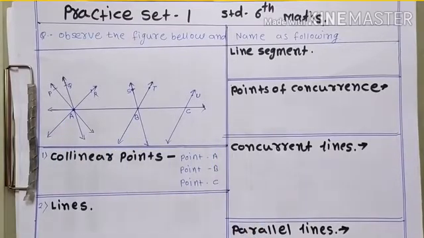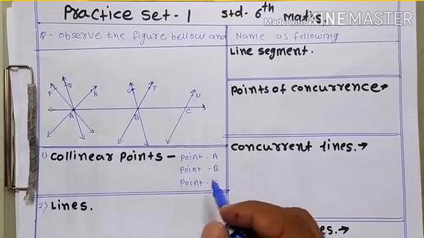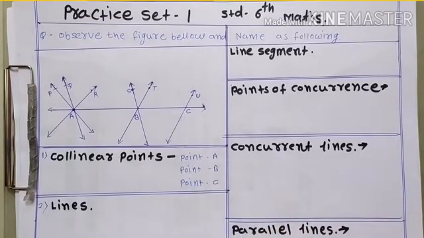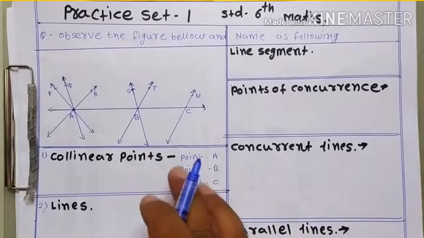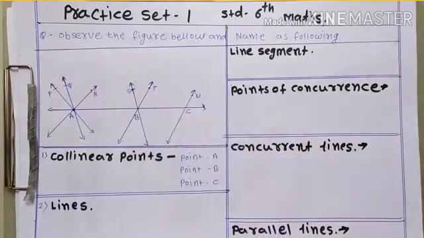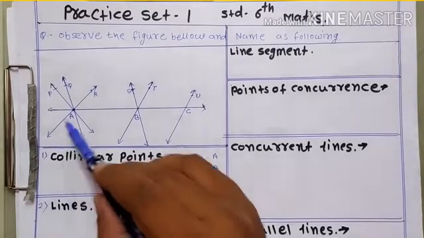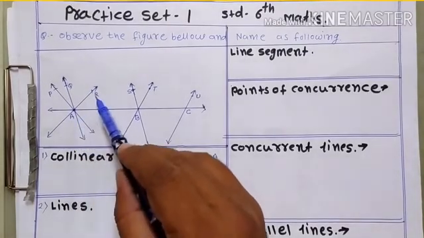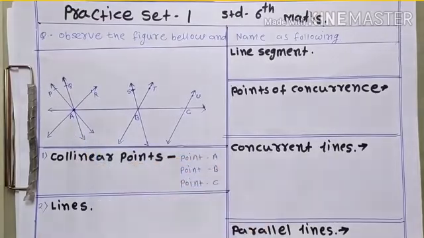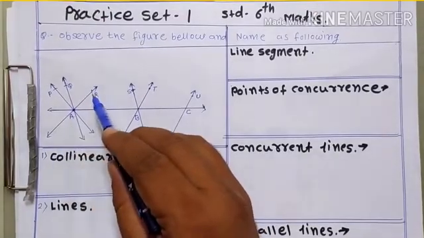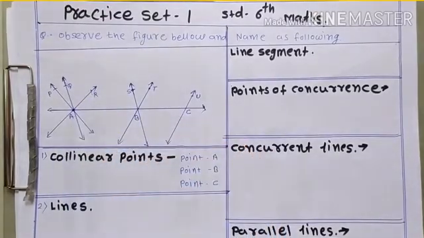collinear points. And the remaining ones, they are on a straight line, but they have 1 or 2 points, means less than 3. So these points are called non-collinear points. Like line AR, there are 2 points, point A and point R, so less than 3. So these are called non-collinear points.